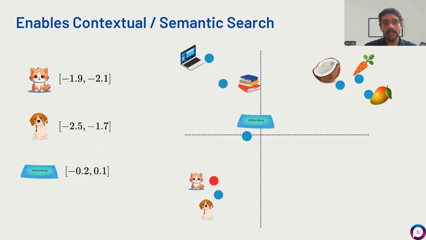So we see that vectors capture context or the essence of words, in our case because it's a word embedding model that we're looking at, rather than just looking at the spelling, right? Cat, dog, Matt being the same. And so this enables what is called contextual or semantic search.